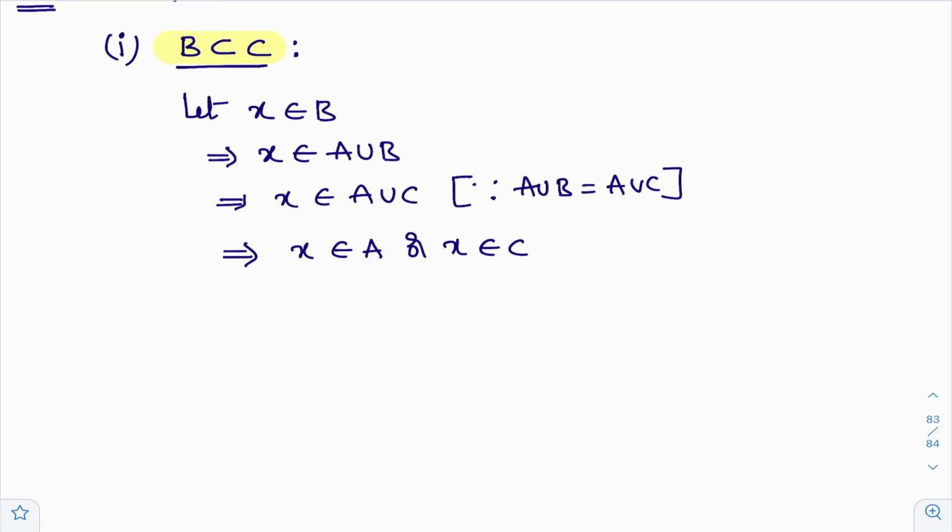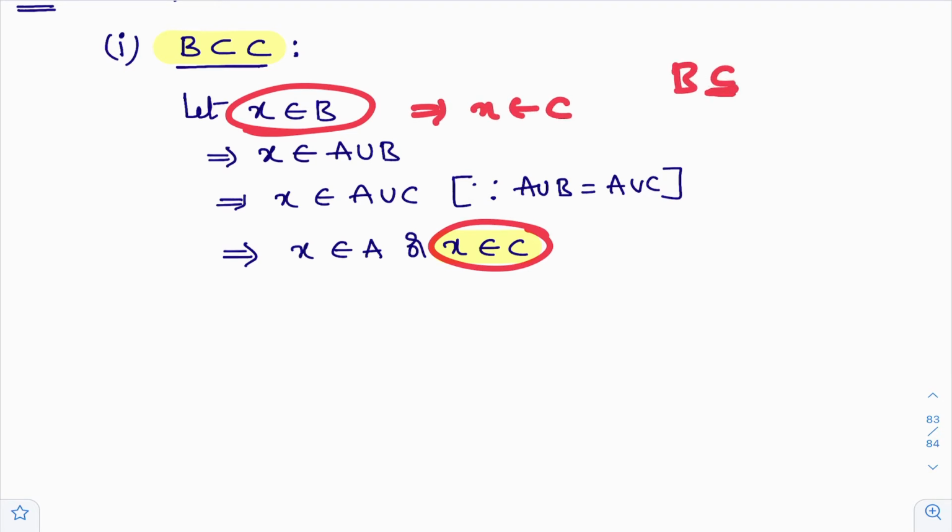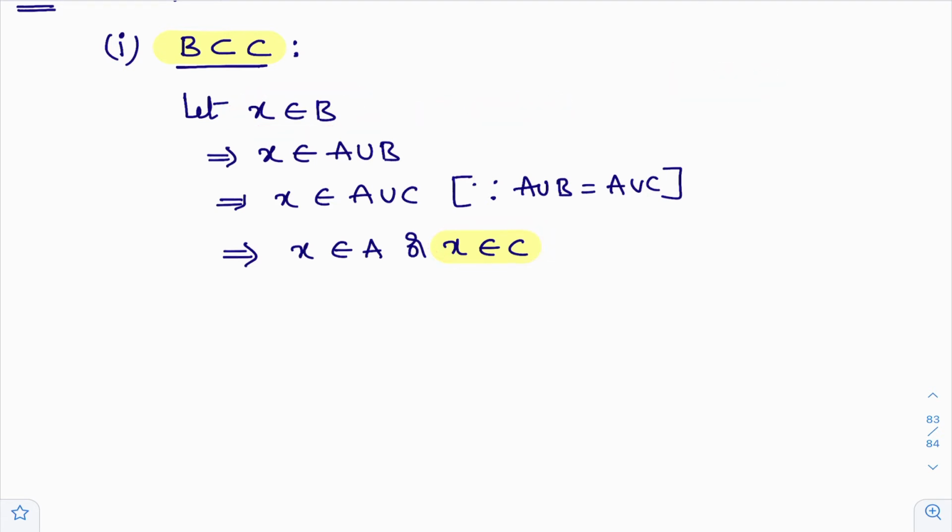When X belongs to A union C, X may be in set A, X may be in set C. Listen carefully. If X is in set C, this problem is over. I am trying to prove B is subset of C now. If X belongs to B, when I got that X belongs to C, I can say that B is subset of C, because for X belongs to B implies X belongs to C. So here only the problem comes when X belongs to A.